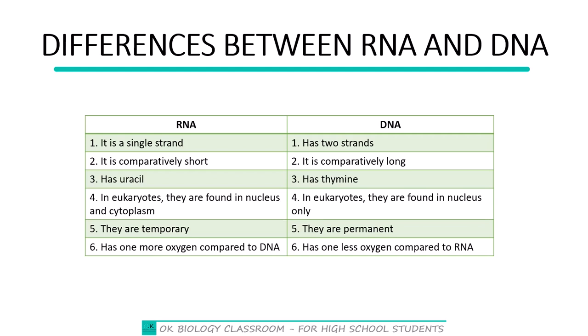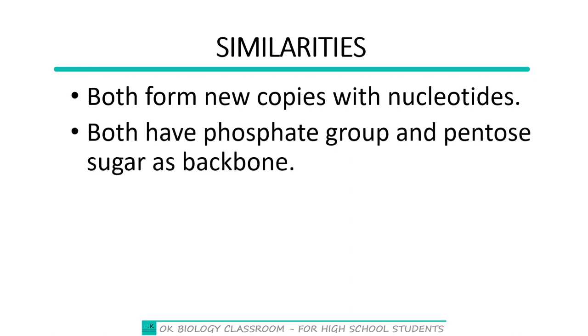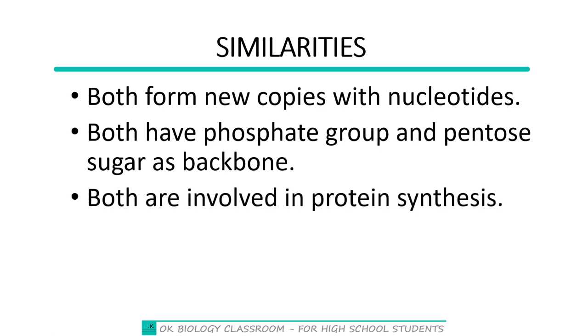Okay. But for their similarities, we have been made aware that both DNA and RNA make new copies using nucleotides, because they are both formed by joining nucleotides. So that's one similarity between them. And then they both have phosphate group and pentose sugar as their backbone. And also both are involved in protein synthesis. Okay, so this is much easier, right?